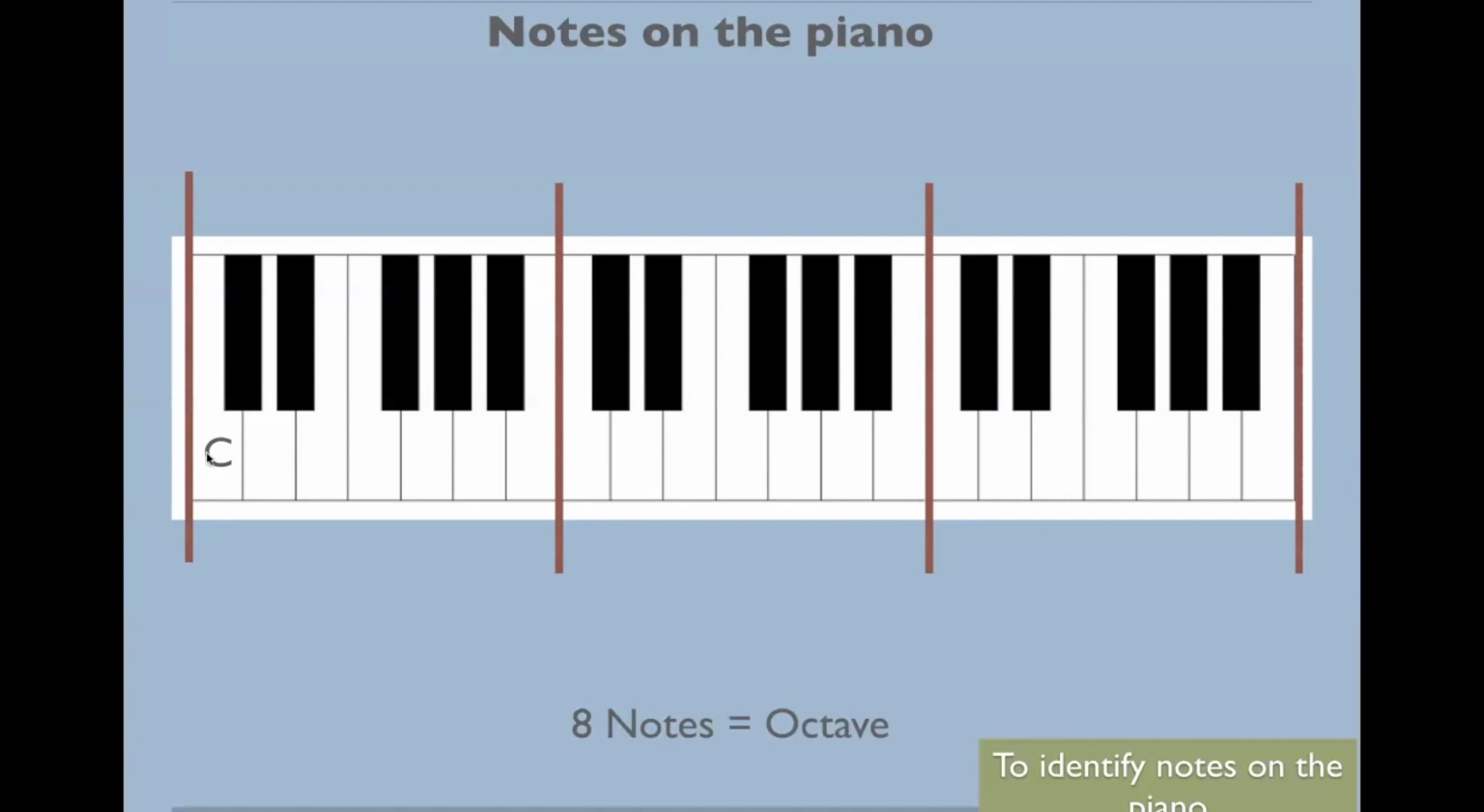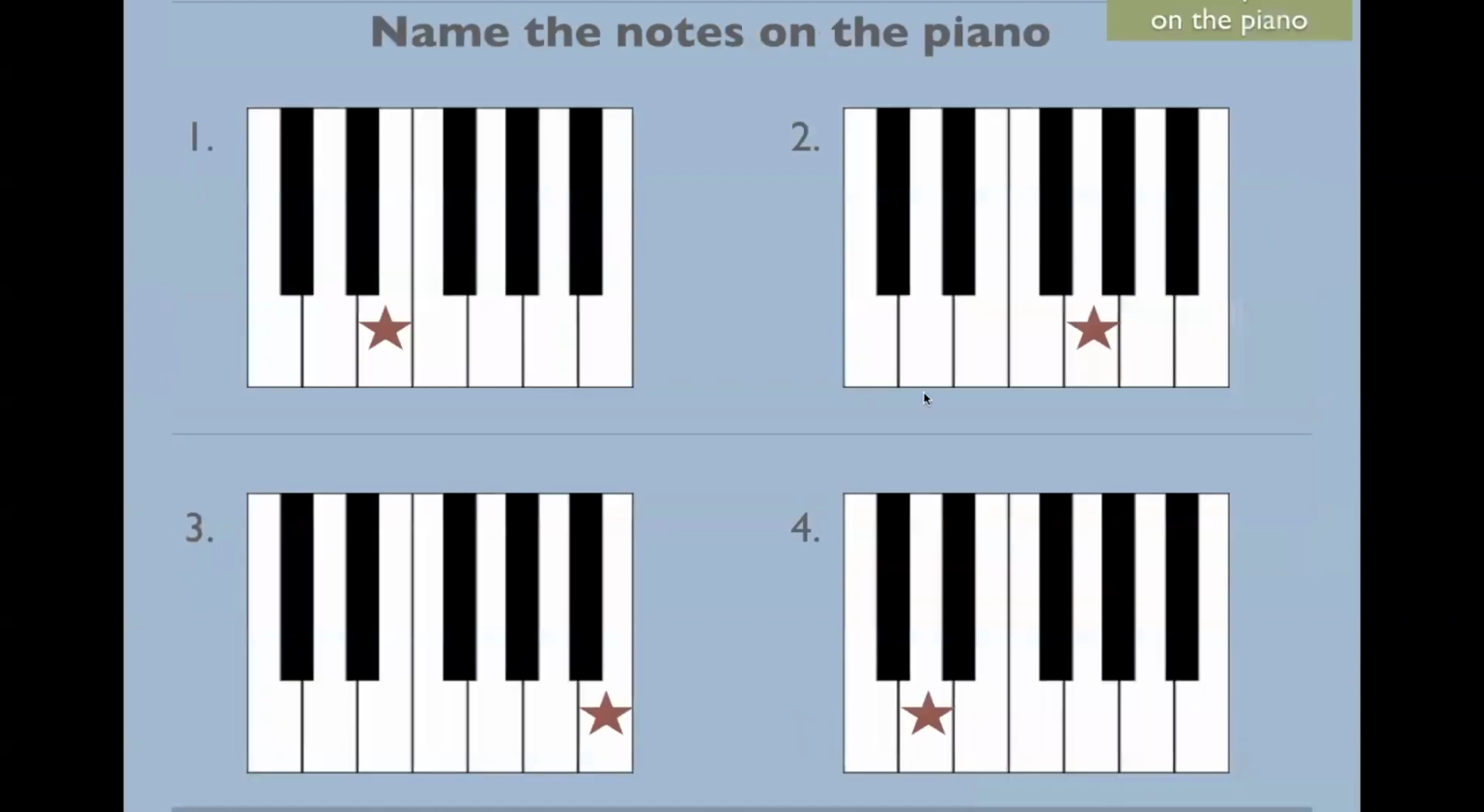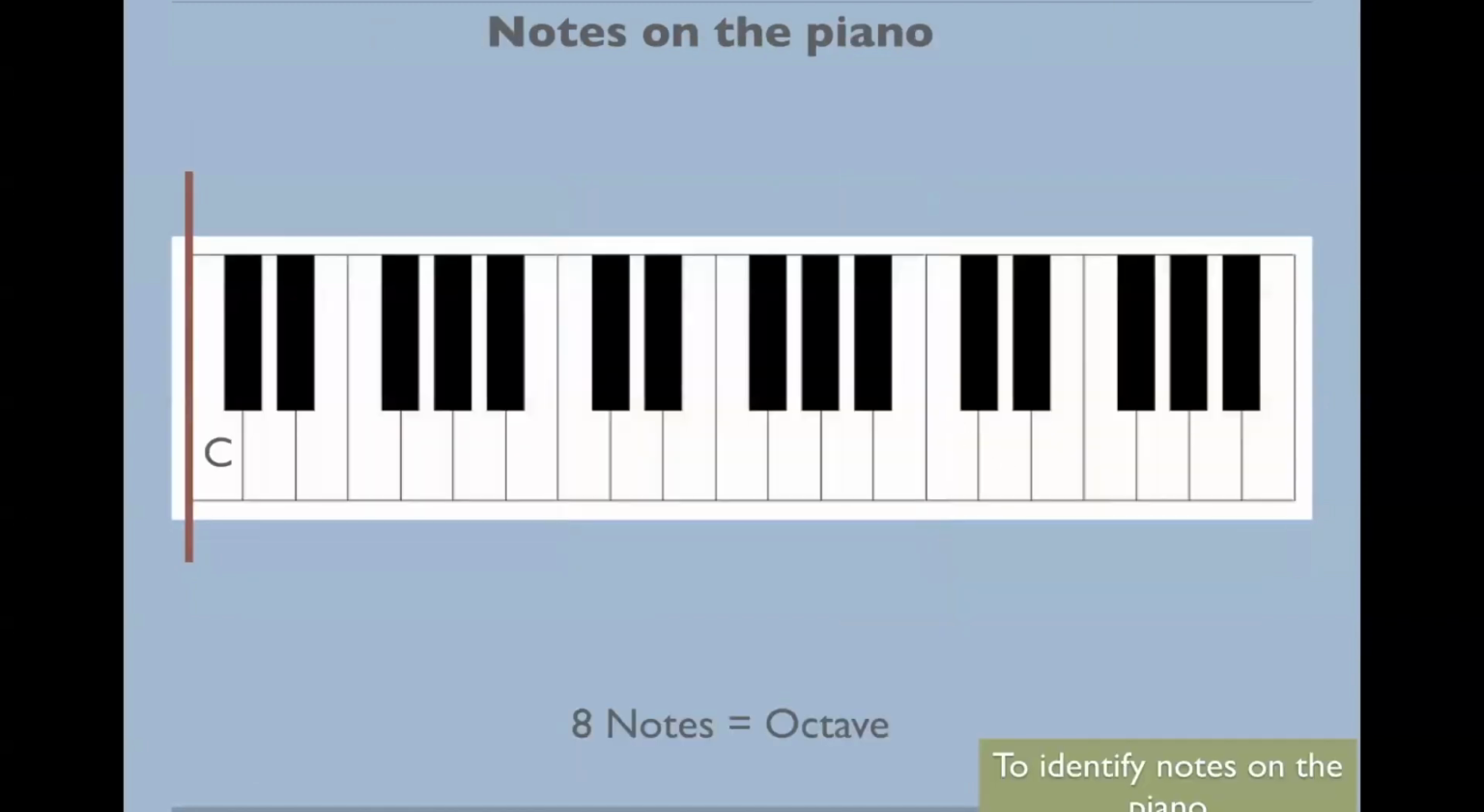Once again, C, D, E, F, G. What note is this? We know that's C. Move up the musical alphabet. It's D. What note is this? We know this is C. Let's move backwards in the musical alphabet, jumping over the line. Sorry, gone past that. We know it's a B. It's as simple as that.